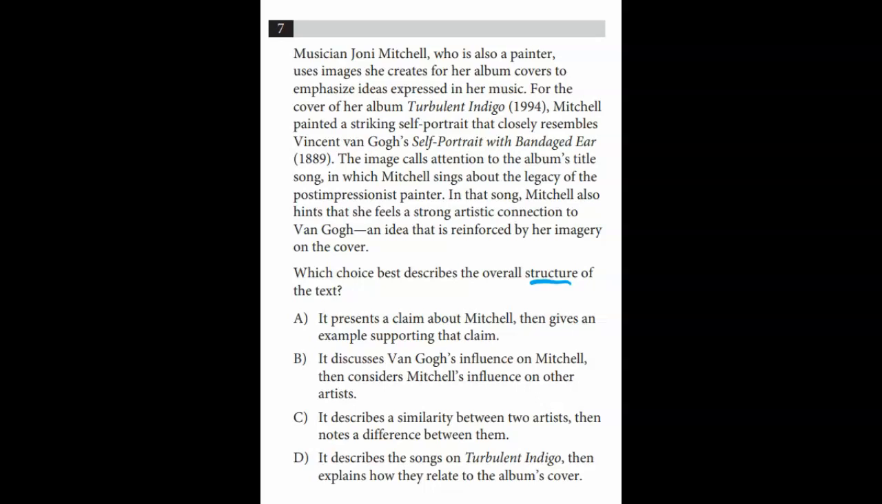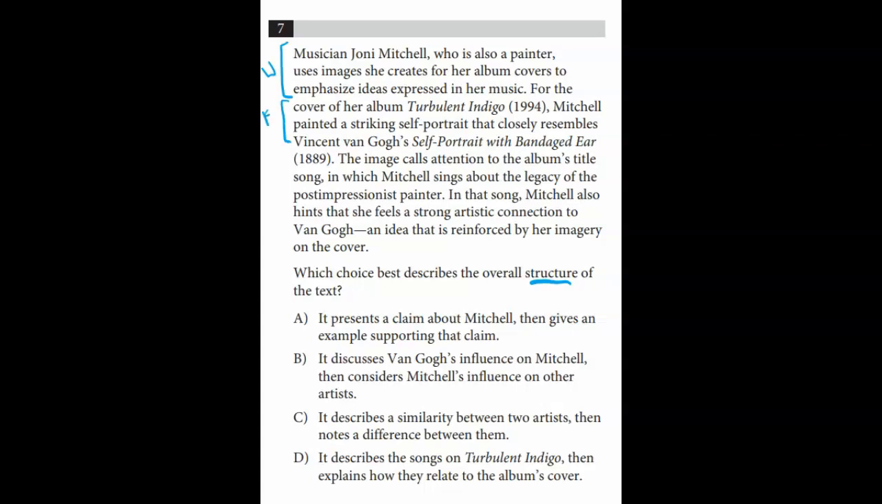So let's read it. Joni Mitchell, who is also a painter, uses images she creates for her album covers to emphasize the ideas expressed in her music. So this is what she does in general. For the cover of her album Turbulent Indigo, she paints a striking self portrait that resembles Vincent van Gogh's self portrait, bandaged.